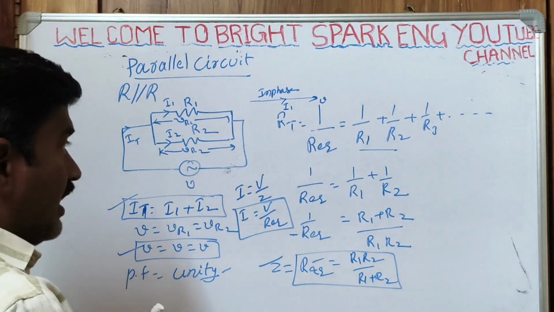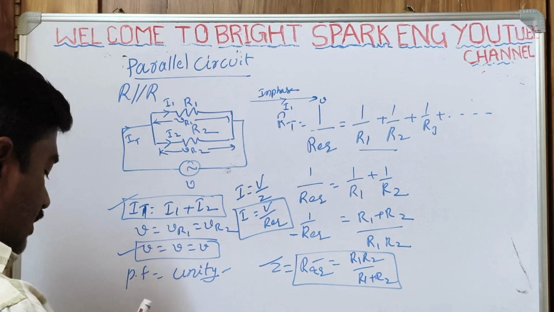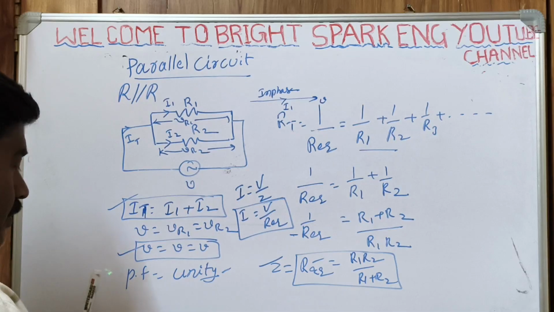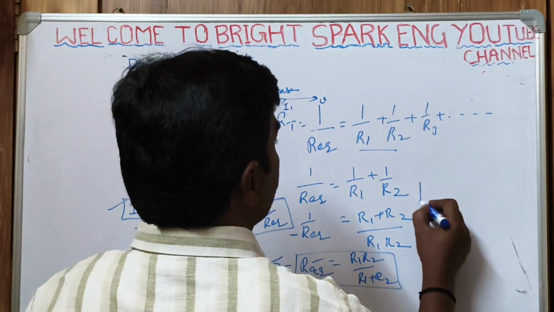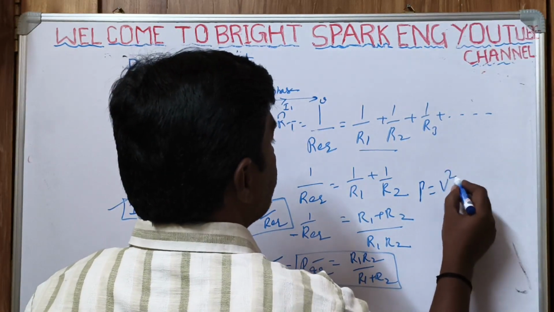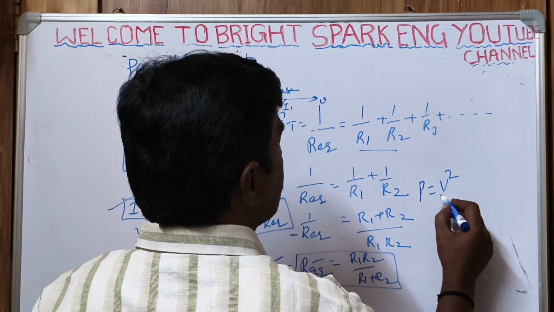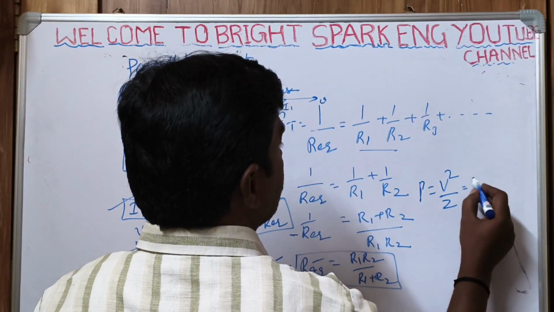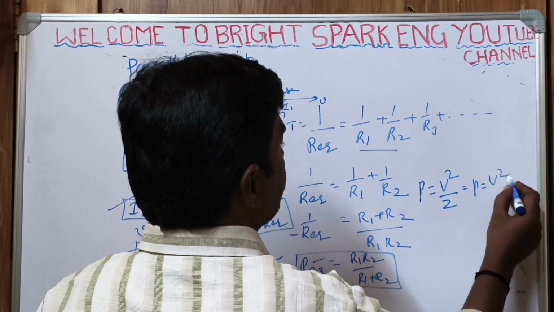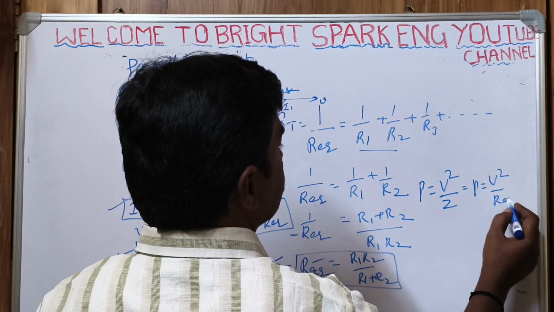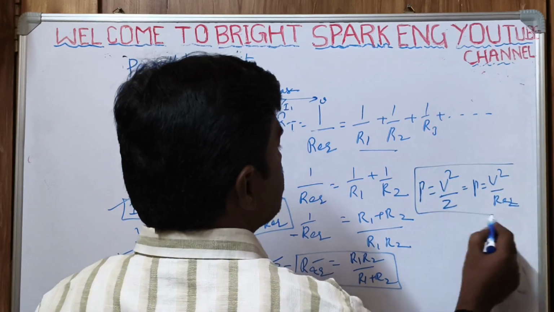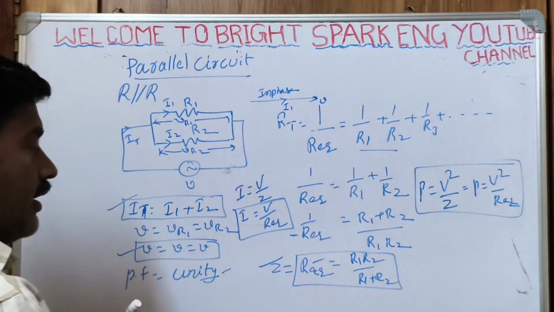Next we are discussing the RL circuit. Here power P is V squared by R equivalent. This is the power formula.